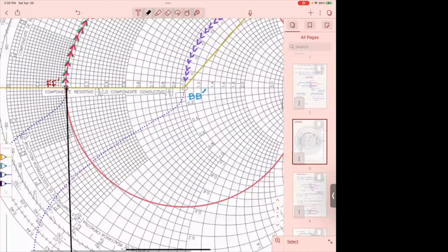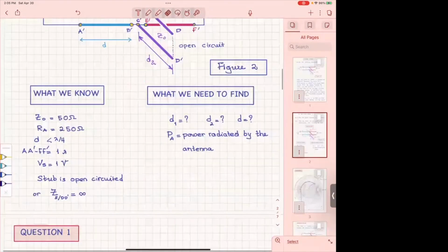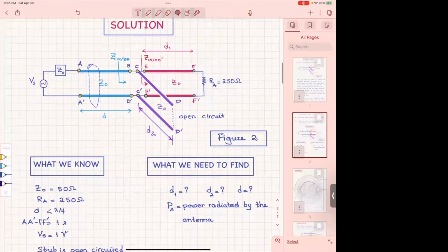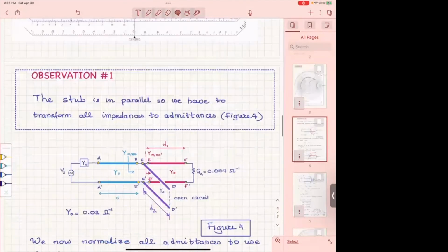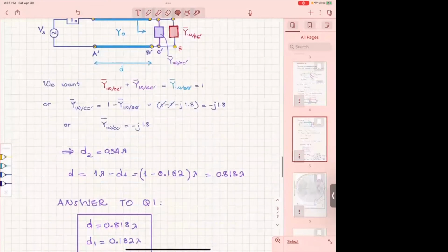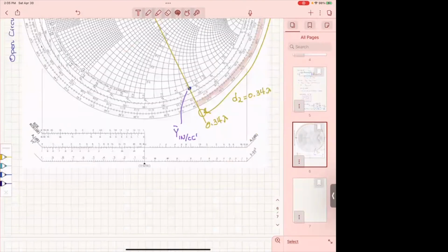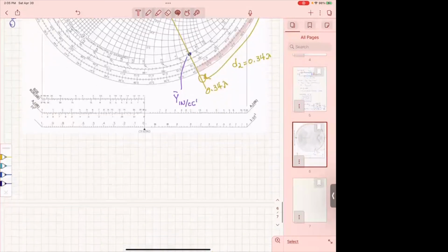So let's now solve the easiest one. On this line, it's totally matched. There is no reflection. How much is the reflection coefficient on a line that is totally matched? It is 0, exactly.